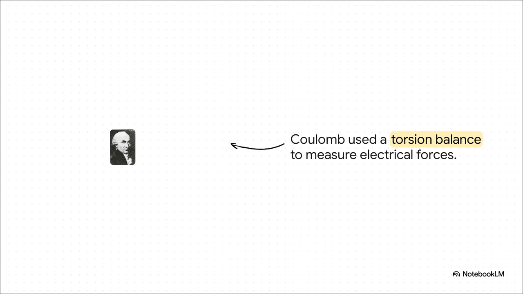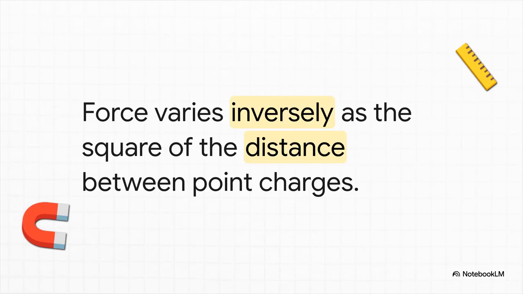By cleverly dividing charges exactly in half, basically touching charged spheres to uncharged identical ones, and then meticulously changing the distances between them, he completely cracked the mathematical law governing their interaction. And here's what he found. Coulomb's law states that the force F between two point charges is directly proportional to the product of their charges, so Q1 times Q2. But most importantly, it varies inversely as the square of the distance between them. That's the r squared you see at the bottom of the fraction.